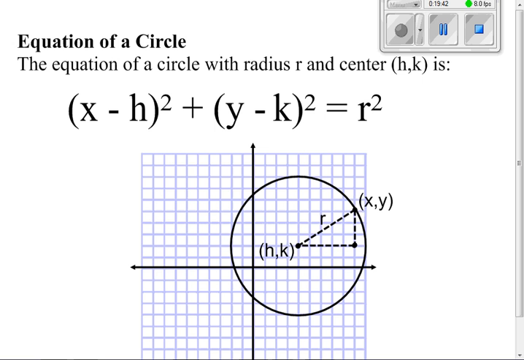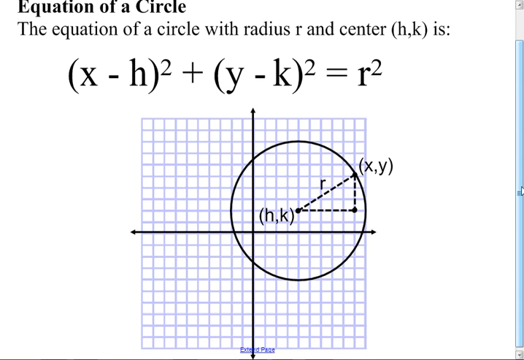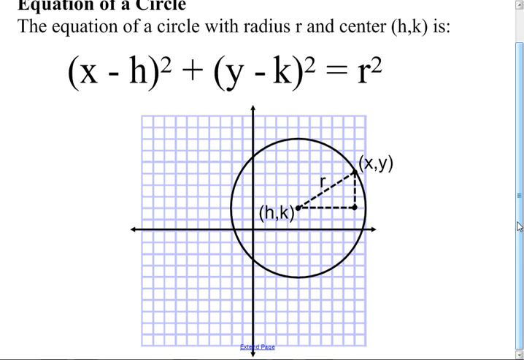Last but not least, the equations of circles. Okay, you need to pay attention because it's a little tricky. Once you get it, you'll be okay. The formula for equation of a circle is right there. Where does it come from? Well, a circle by definition is the set of all points that are the same distance from a given point, called the center. They're all equidistant.